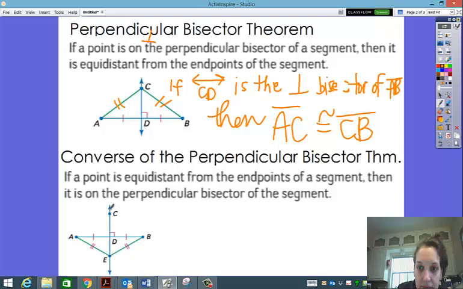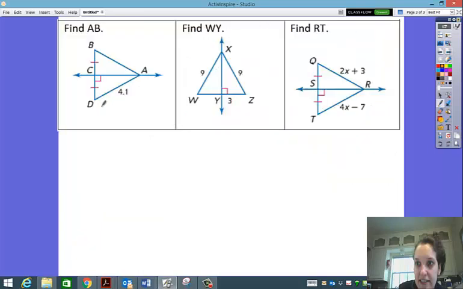Okay, we're trying to find the length of segment AB. So I see my right angle box and I see my tick marks. So I got my two things taken care of. This means that line AC is the perpendicular bisector of segment BD. Line AC is making a right angle with segment BD and it's cutting it in half into two congruent pieces. So what that means is point A is equidistant from endpoint B and endpoint D. So that means that if AD is 4.1, then AB is also 4.1.